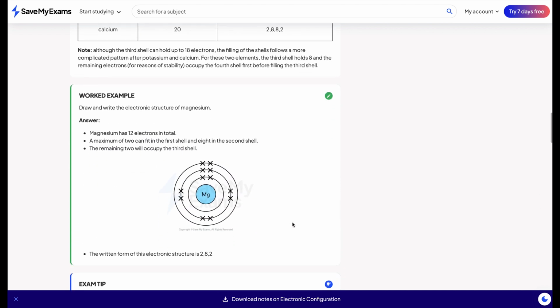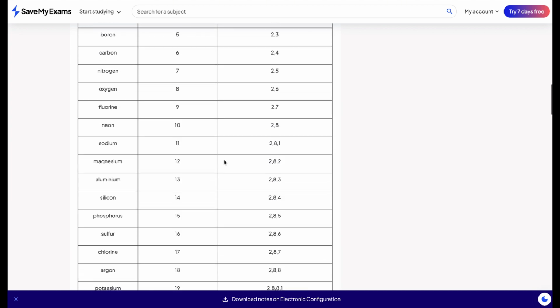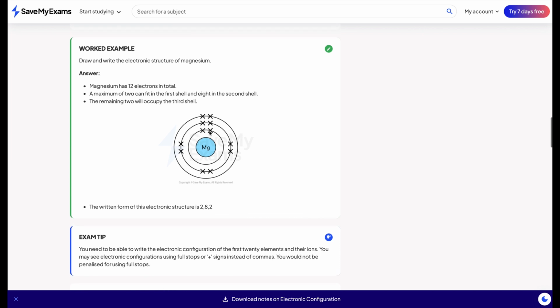Is that okay? For electrons, we either use crosses or dots to represent them. Like with magnesium, the first shell holds only 2 electrons. Your arrangement can put one here and one at the bottom, or you put them together. The second shell holds 8, and the third shell only 2. For magnesium, it's 2, 8, 2. So you can see from the diagram, 2 electrons in the first shell, 8 electrons in the second shell, and 2 electrons in the third shell.